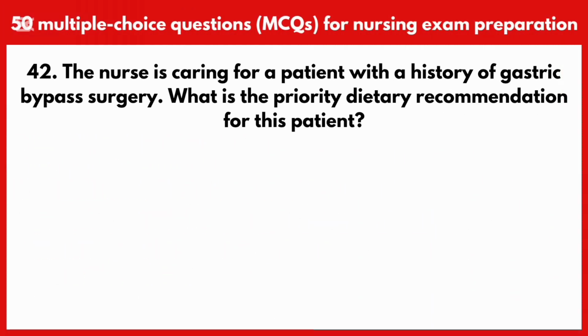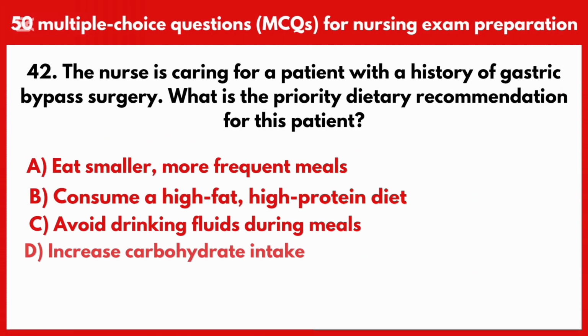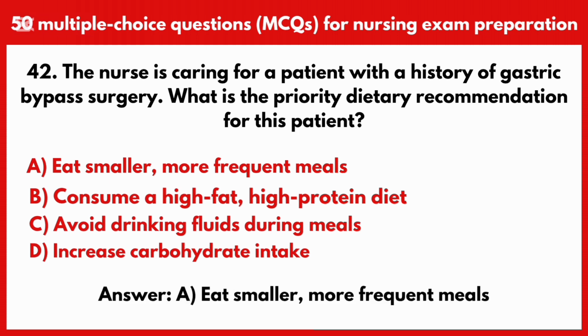The nurse is caring for a patient with a history of gastric bypass surgery. What is the priority dietary recommendation for this patient? Correct answer is option A.